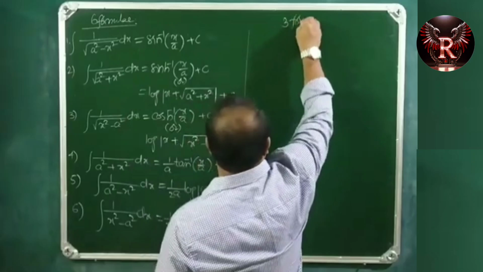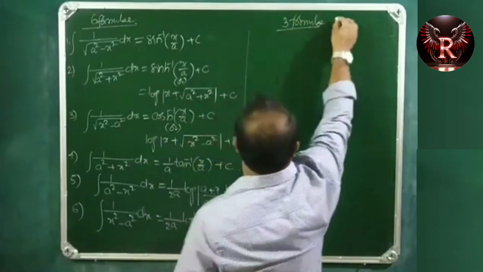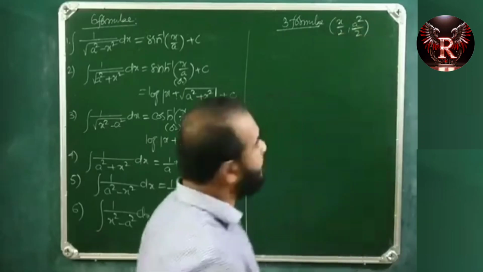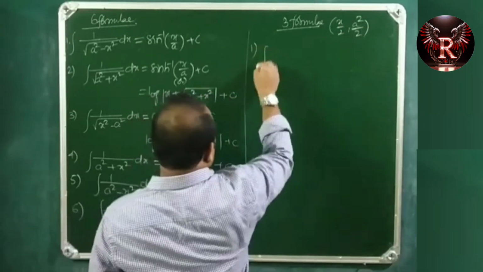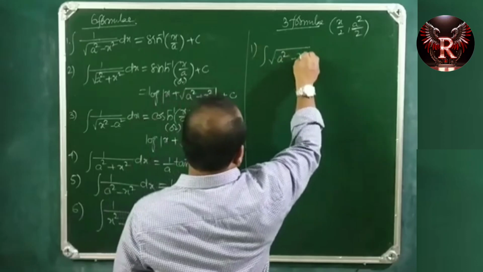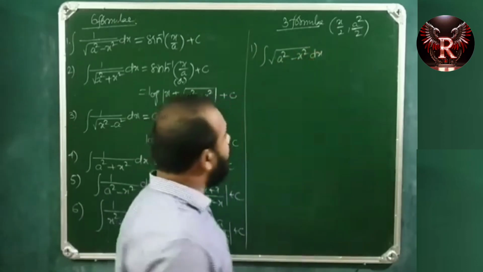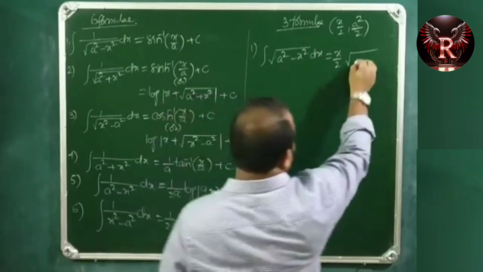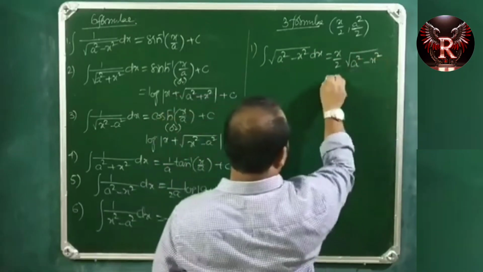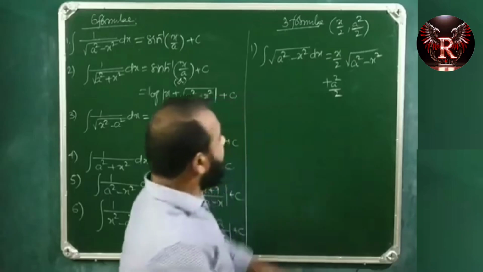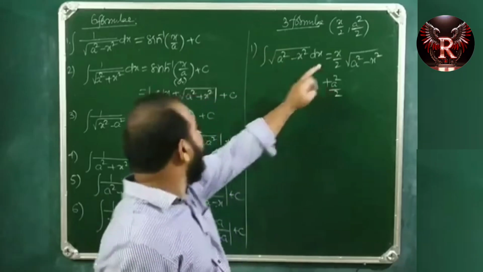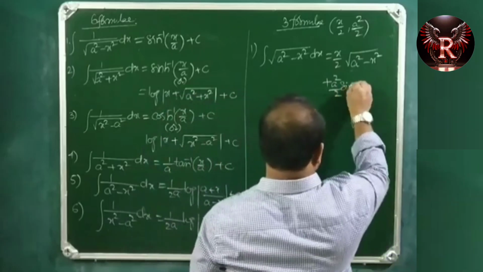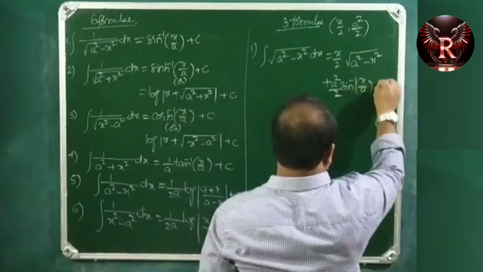3 formulae, or x by 2 comma a square by 2 formulae. So they are integral root of a square minus x square dx. This is equals to x by 2 into root of a square minus x square plus a square by 2. What is integral 1 by root of a square minus x square dx? It is sin inverse x by a. So simply we have to write here sin inverse x by a plus c.